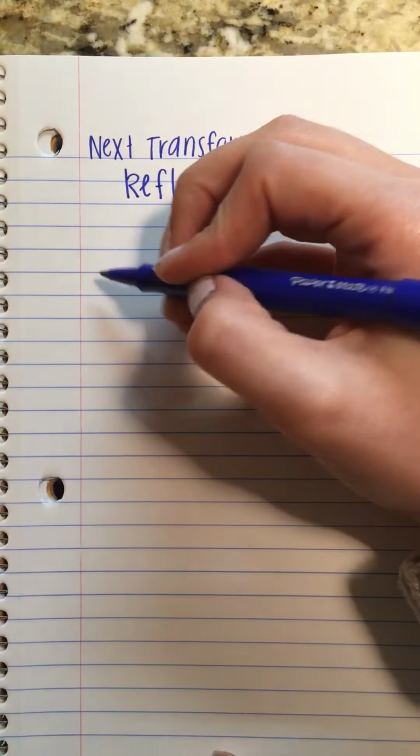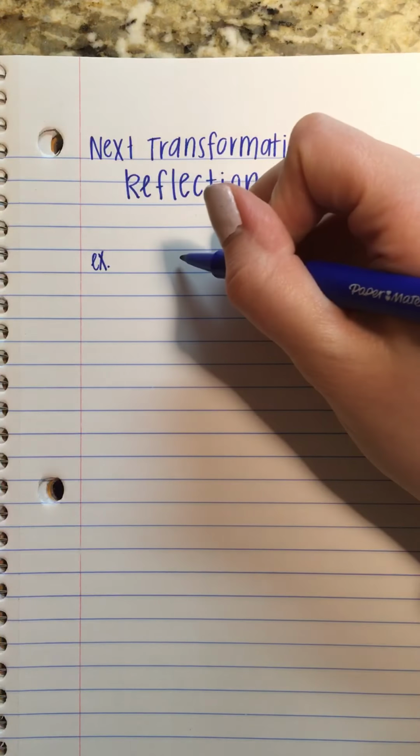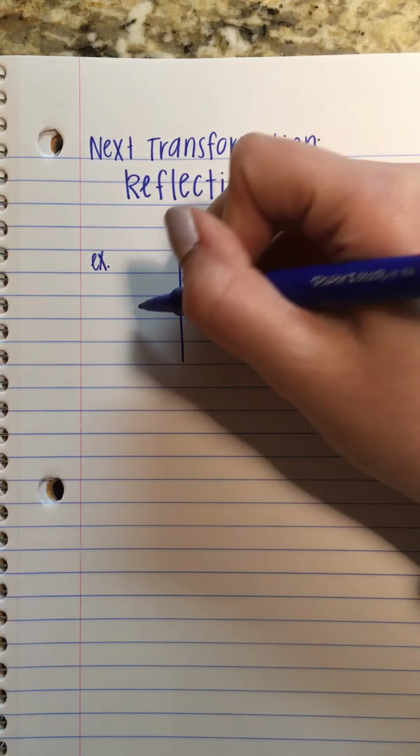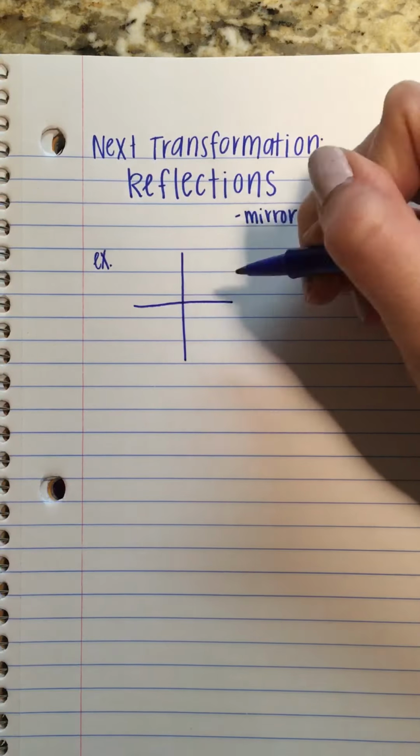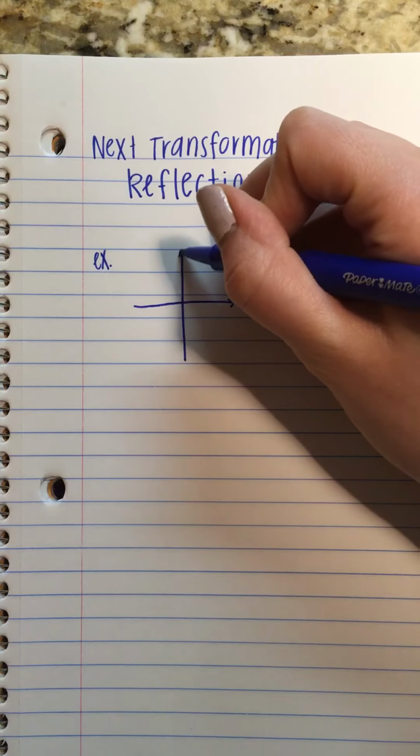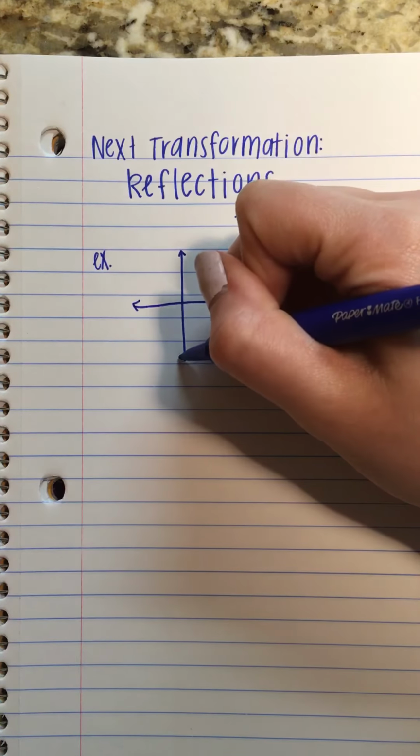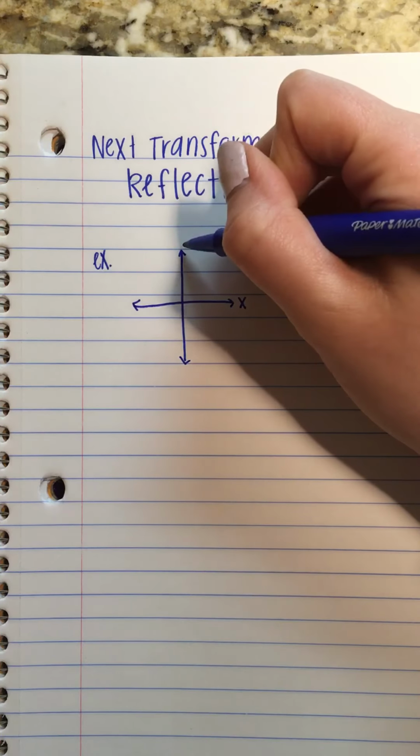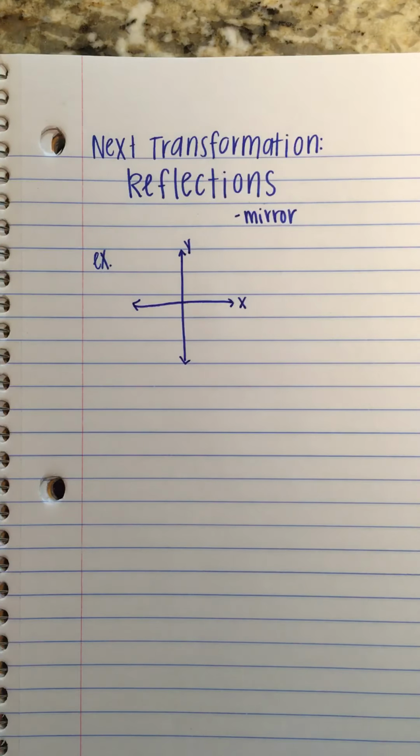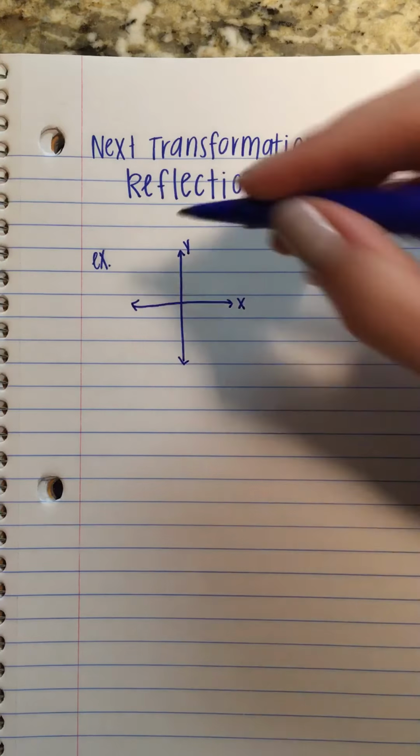So let's just do a couple examples. This one is very, very visual. Translations was very much just like, okay, count, add this, subtract this. Reflections are much more visual, but we will have rules as well. Okay, so let's say I have a graph. Here's my x-axis, here's my y-axis.